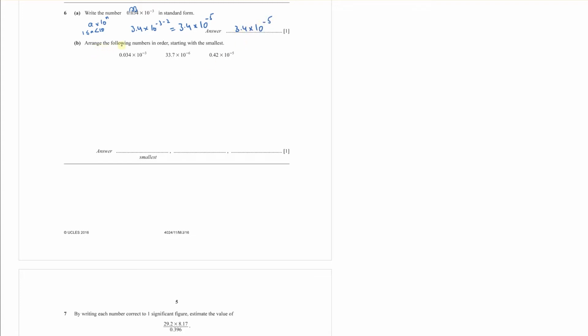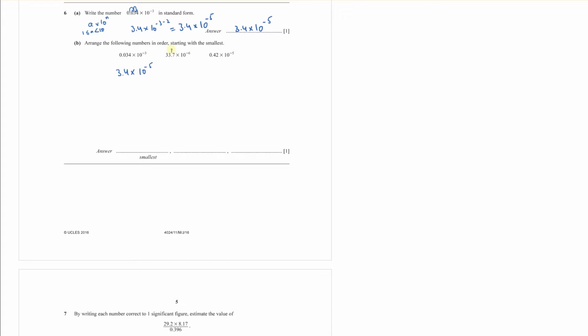Part B is arrange the following numbers in order starting with the smallest. So we have these 3 numbers that we have to arrange from smallest to largest. So we can convert them to standard form so that it's easier to compare. And we have already done that for this first number. It's the same as the number given in the first part. So this represented in standard form is 3.4 into 10 power minus 5.